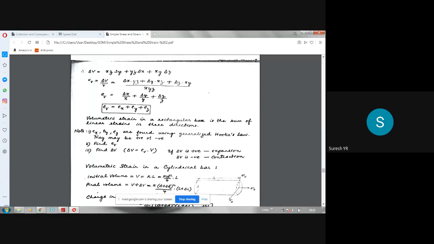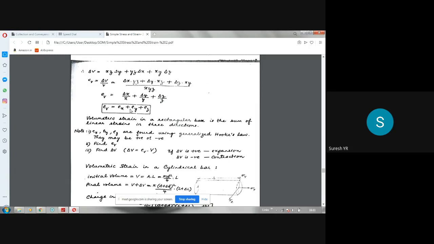So that's what I have written here. Ex, Ey, Ez are found using generalized Hooke's law. They may be positive or negative, depending on the plus minus sign and all. So it can be positive or negative. Then find EV. EV means sum of all these three.